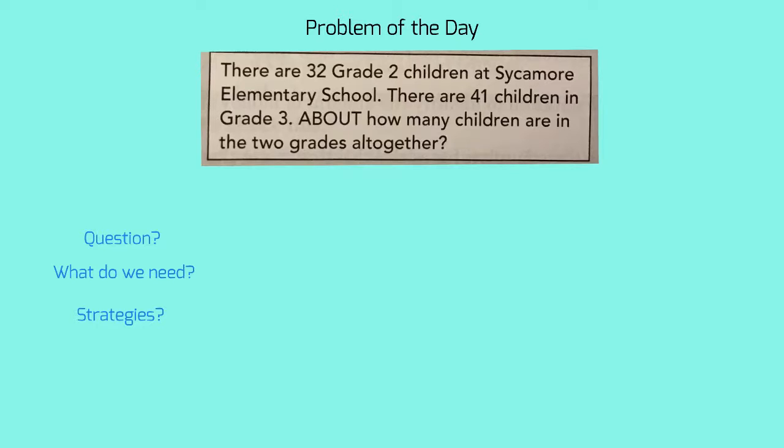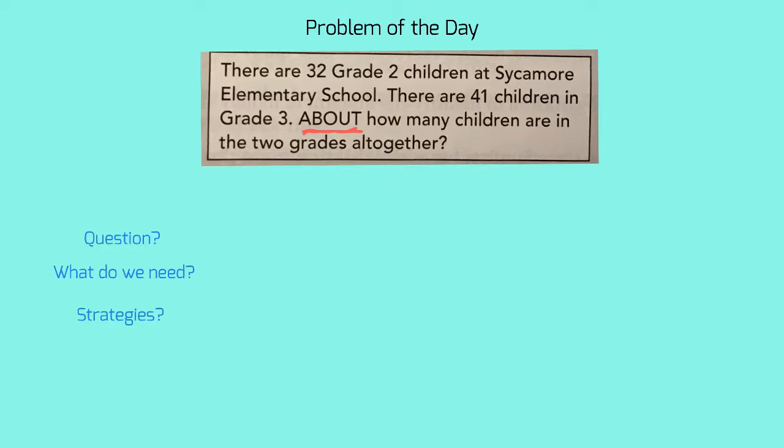So we see this word about, capitalized. So what does about mean? Get ready. It means estimate. So it's not wanting an exact number, it's saying about how many. So if we wanted to do this quickly, we estimate these numbers.